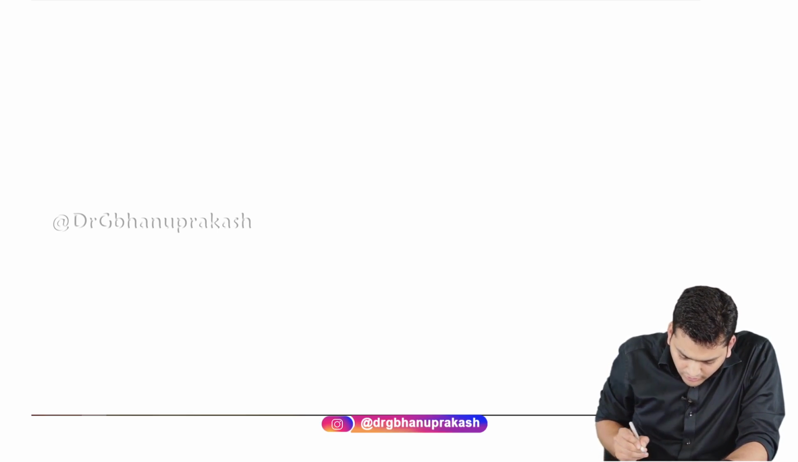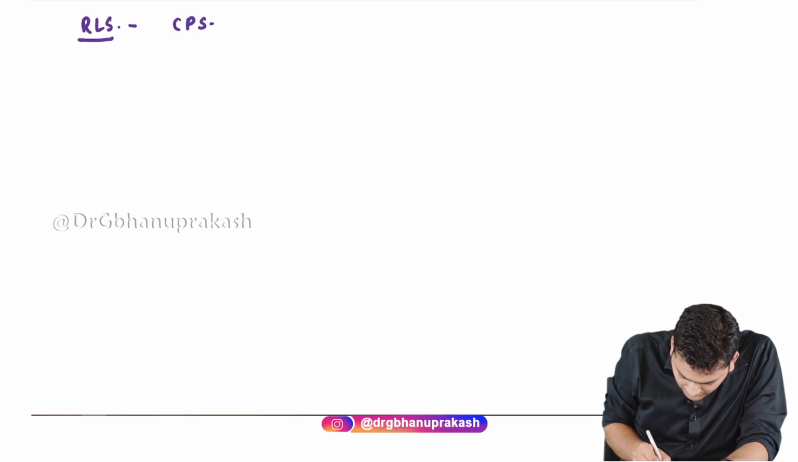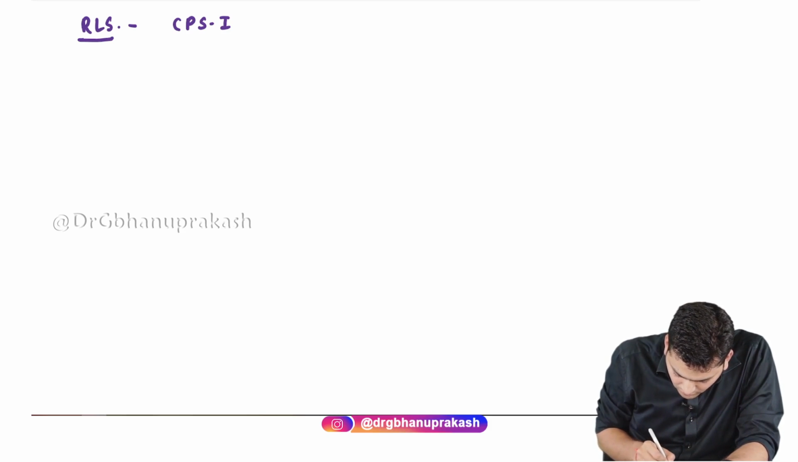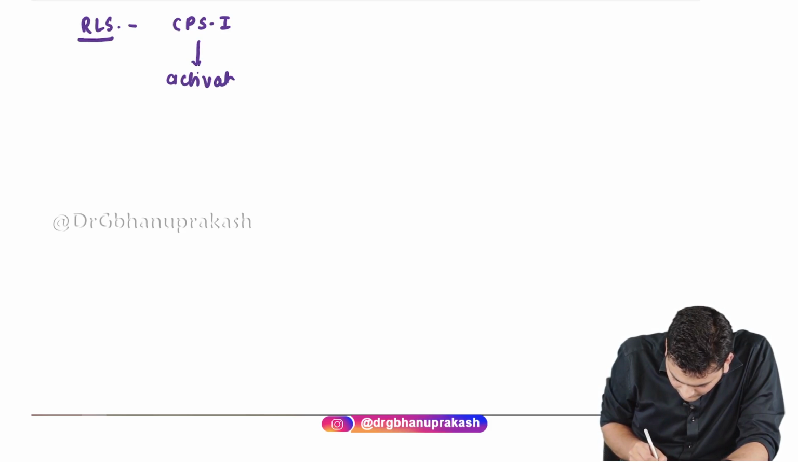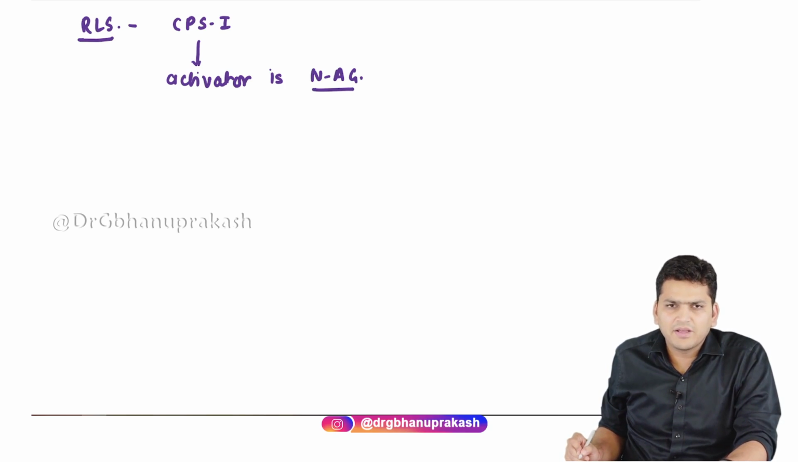When it comes to the points to be remembered, the first is: what is the rate limiting step? The rate limiting step is CPS1. Then they ask, who is the activator of CPS1? The activator is N-acetyl glutamate. NAG is the activator of CPS1. This is the first thing they ask.